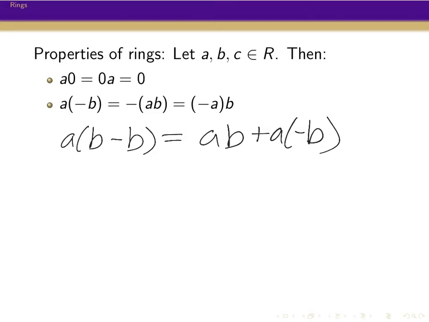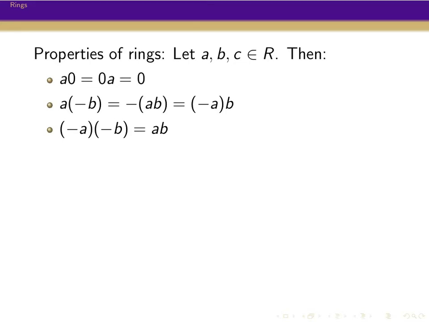And on the other hand, a times (b minus b) is equal to a times 0, which before we saw is 0. And so now we can add minus ab to both sides. It cancels off the plus ab on the right-hand side, and we get minus ab is equal to a times minus b. And we can do a similar proof to prove the second one, so I'm going to skip that.